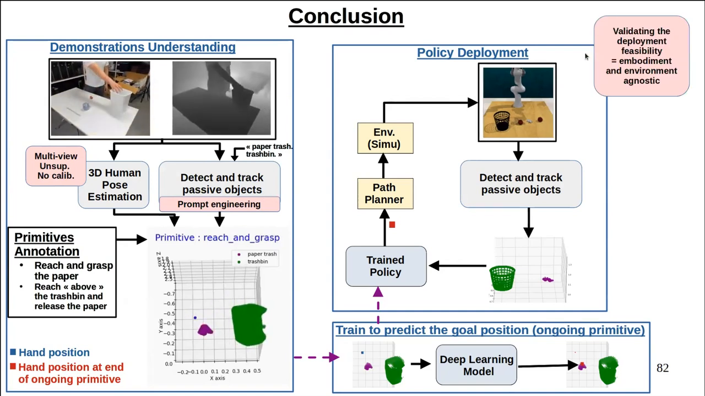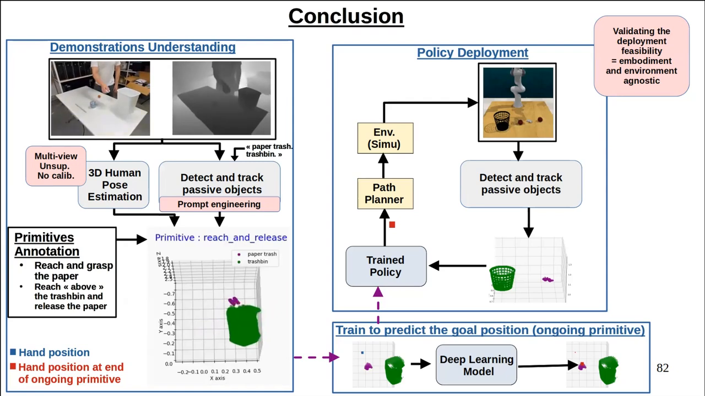Additionally, we validated that a model that is trained on human demonstration could be deployed in a simulation on a robot, with the limitation that we highlighted before, but still we highlighted that it was feasible. So in a way, our representation is embodiment and environment agnostic.